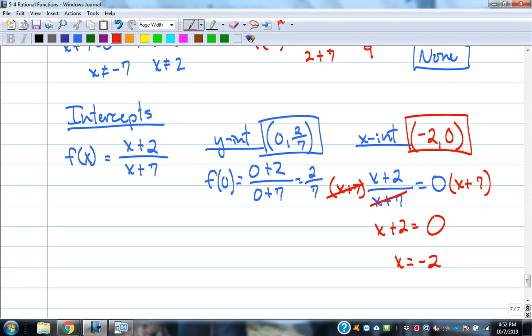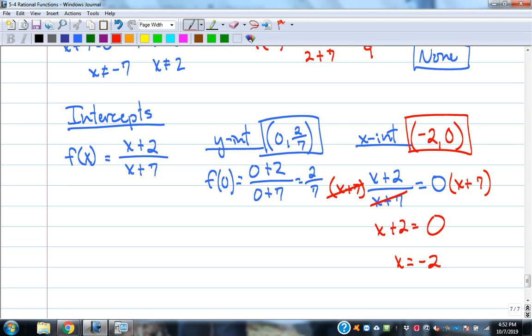Okay, so x-intercept, y-intercept, that's it. You may have more than one x-intercept. It's not likely that you'll have more than one y-intercept, but it's possible with rational functions to have more than one y-intercept. Not as common as having more than one x-intercept, though. So just keep in mind you may have more than one x-intercept when you're doing this. It's possible to have more than one y-intercept.